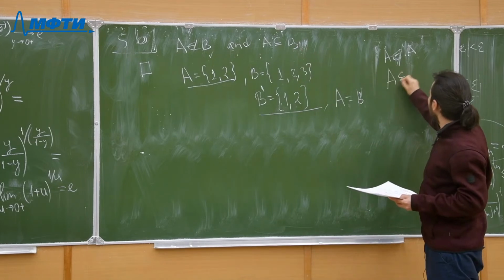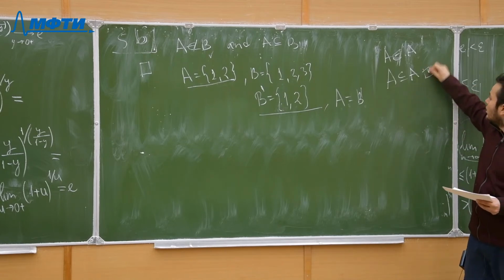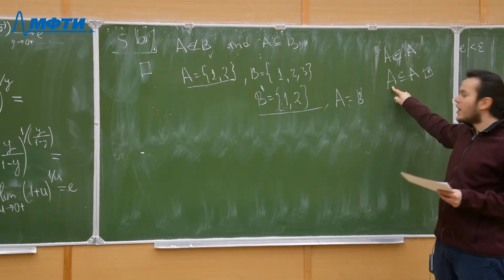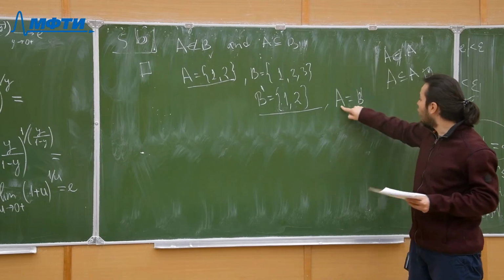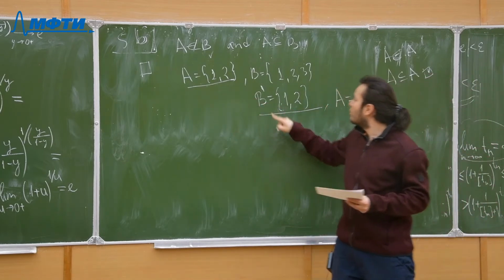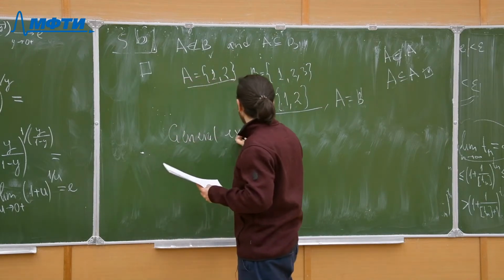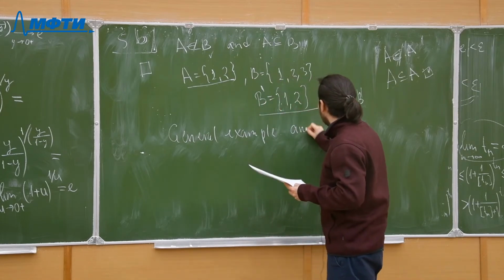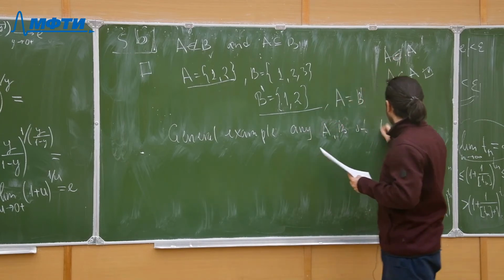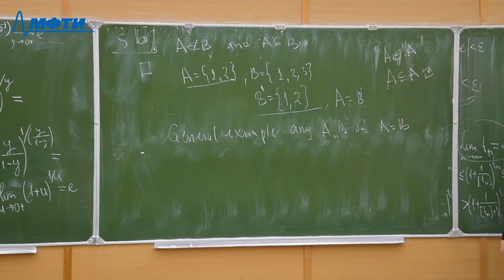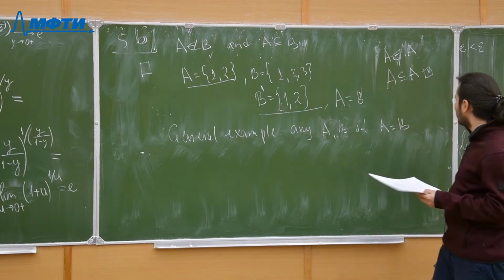What about this one? Is this true for all A? All these sets are subsets of themselves? Yes, right? Because all the elements in A are elements of A, right? So it means that for A equal to B prime, so for this A and this B prime, this holds as well. So the general example, I would like to call it that way, is any A and B such that A equals B. Okay? So if we have A equals B, then this holds in the general case, right?